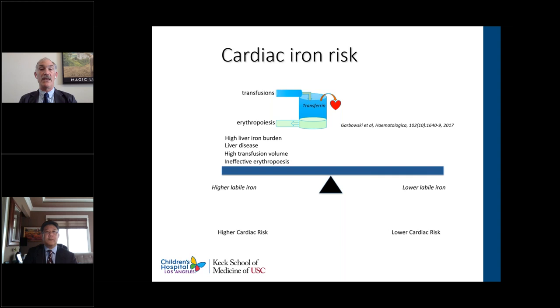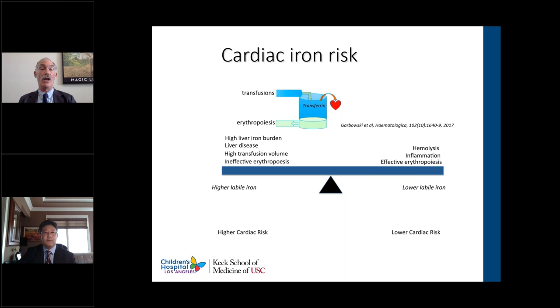And on the other side, obviously, effective erythropoiesis is incredibly protective. Turns out inflammation is slightly protective because it tends to lock iron within the reticuloendothelial system. And hemolysis is slightly protective as well because hemolyzed iron is eliminated through the kidney into the urine and is a novel source of iron loss.